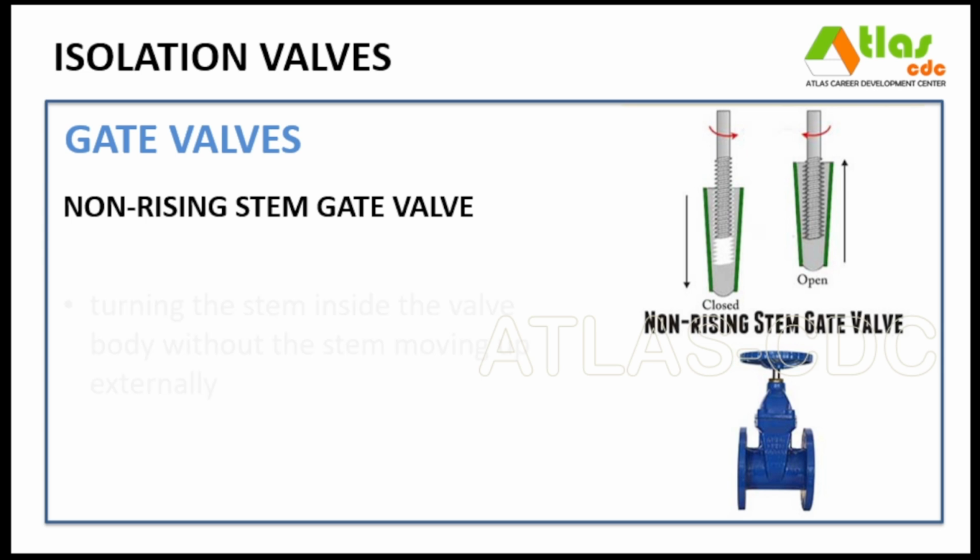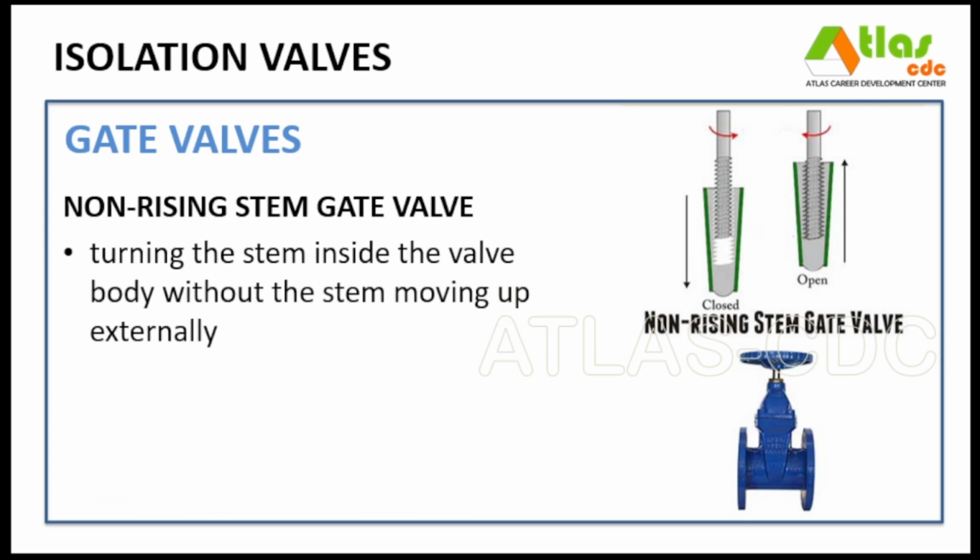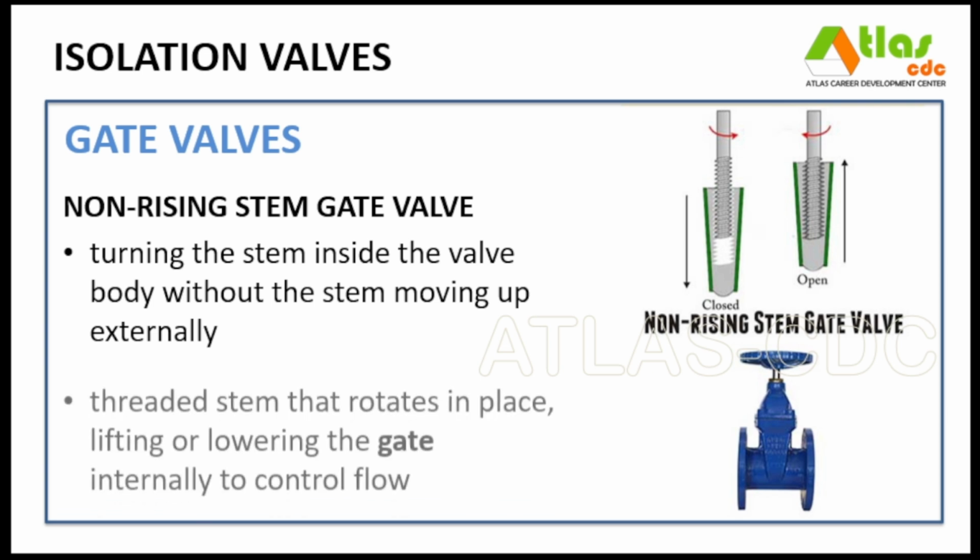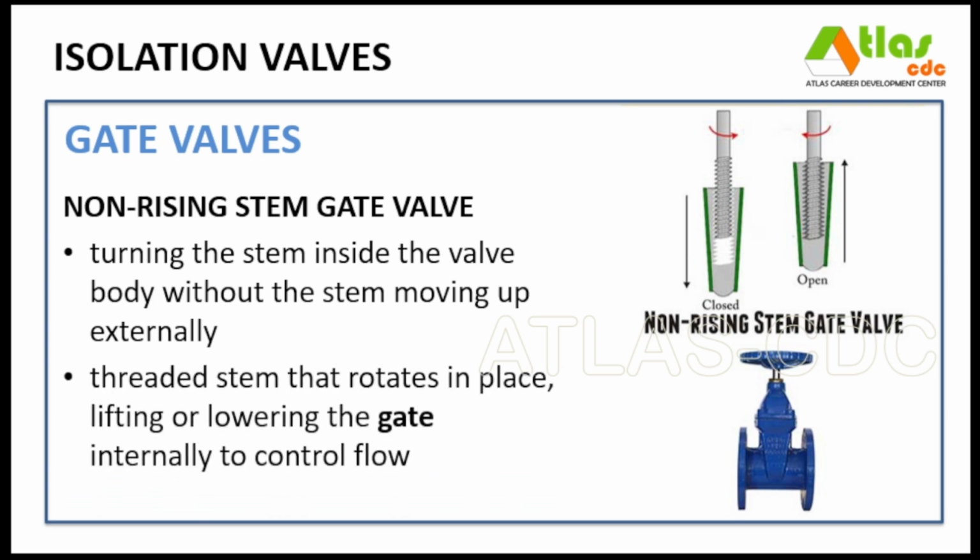A non-rising stem gate valve operates by turning the stem inside the valve body without the stem moving up externally. Its mechanism involves a threaded stem that rotates in place, lifting or lowering the gate internally to control flow.